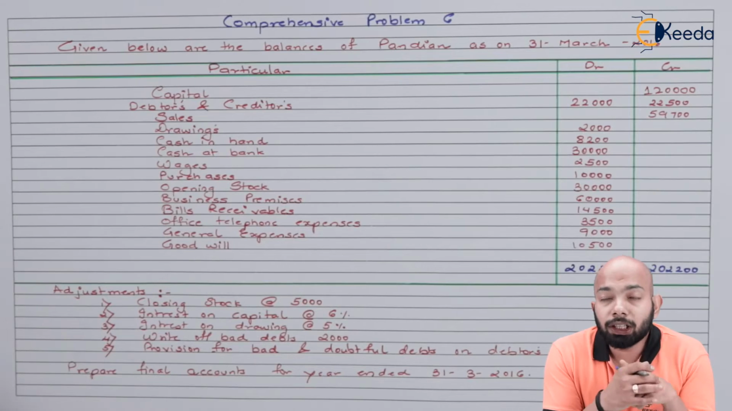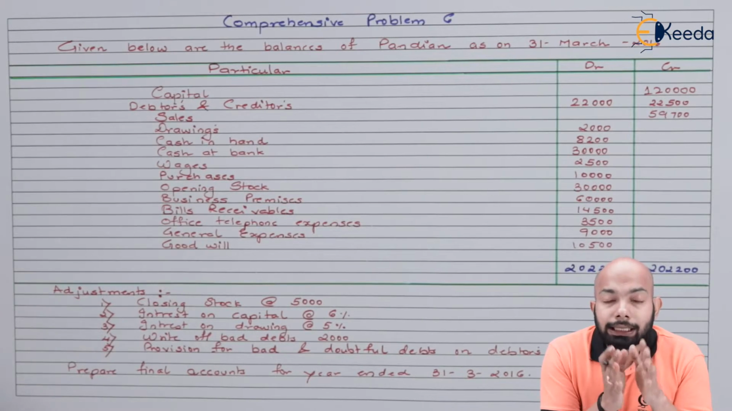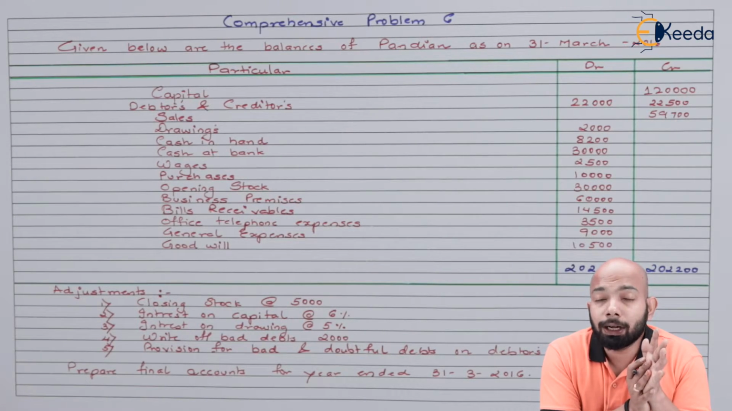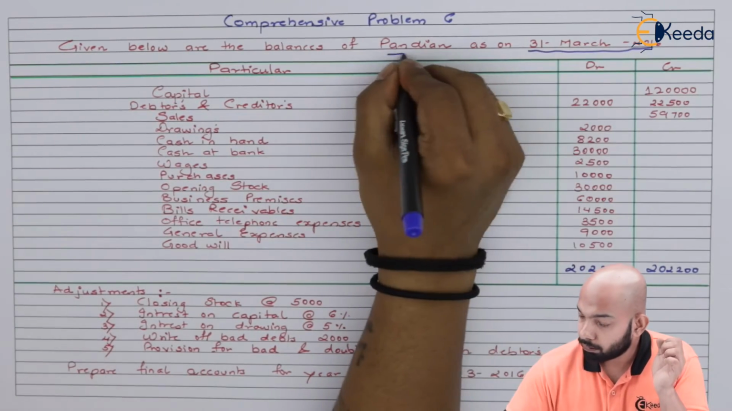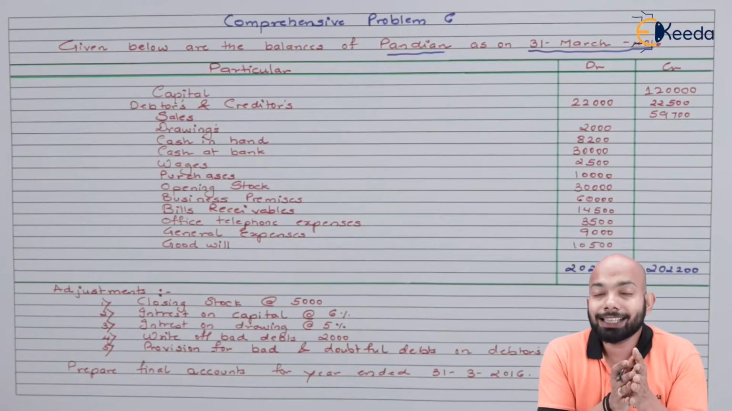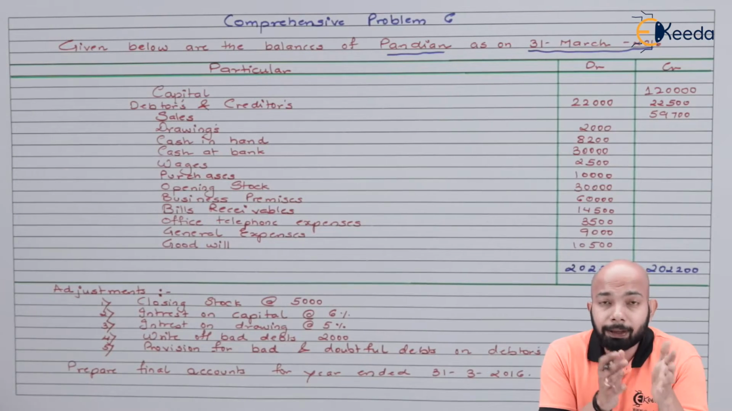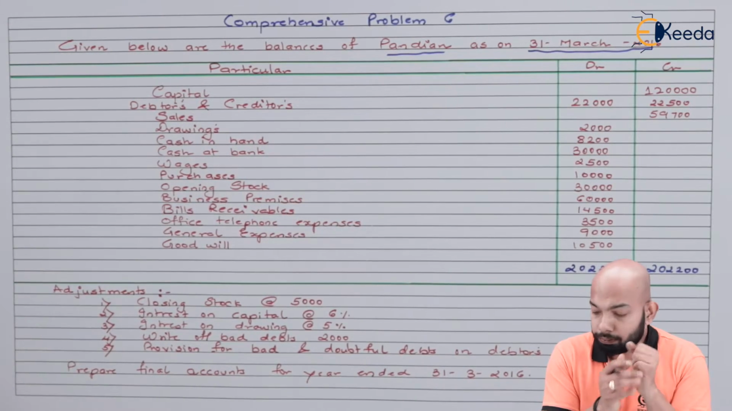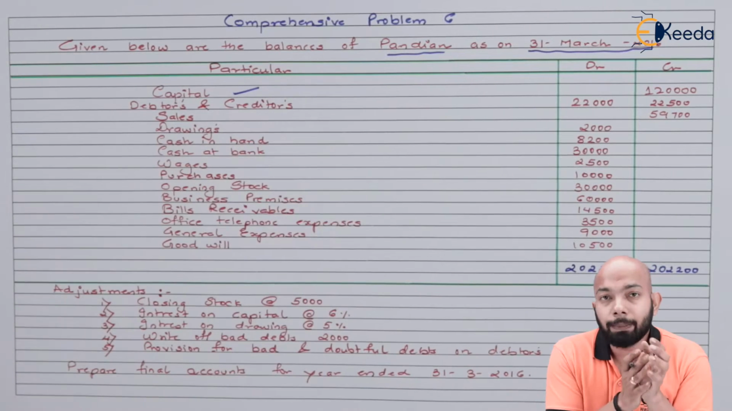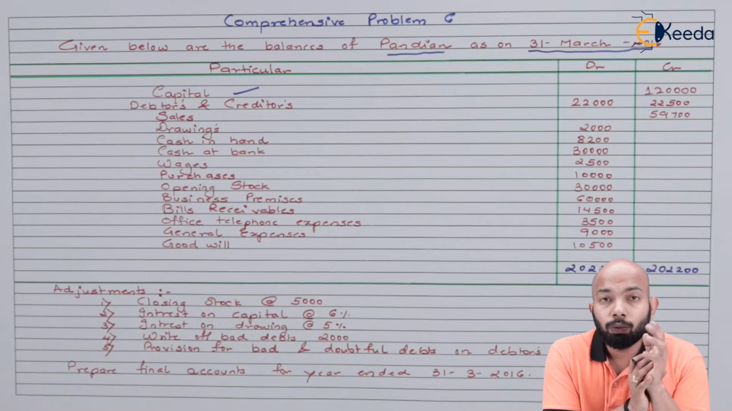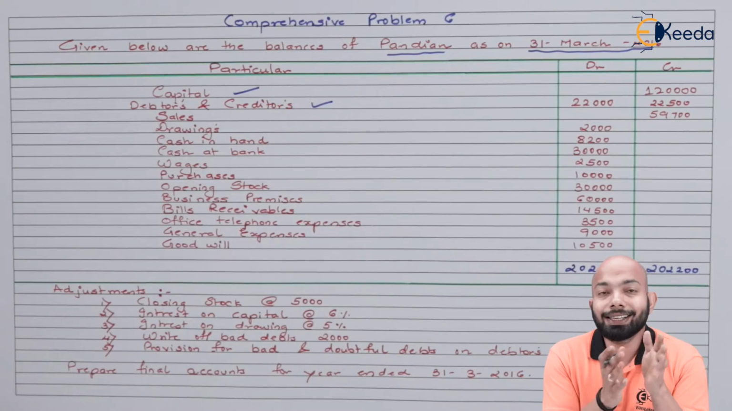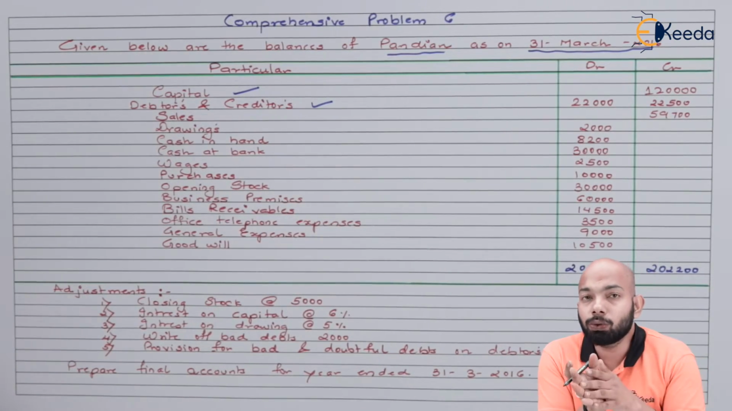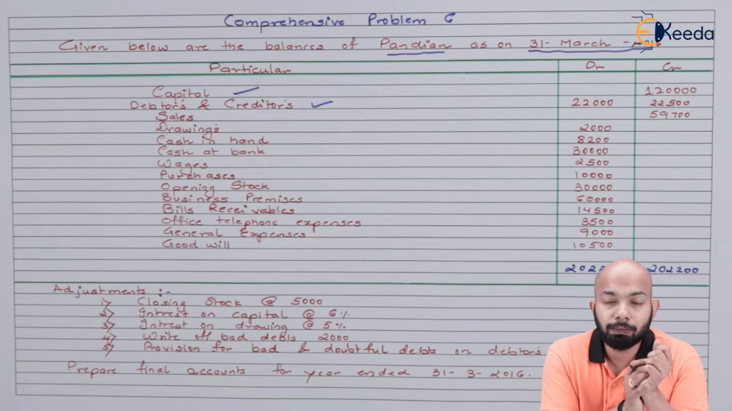Now, given below are the balances of Panadian. This is a company as of 31st of March 2016. The balances have been given as per the trial balance, that means debit and credit balance. Let's read it out. Capital balance is 1,20,000, which will be shown in the balance sheet. Debtors and creditors are 22,000 and 22,500, again balance sheet items.